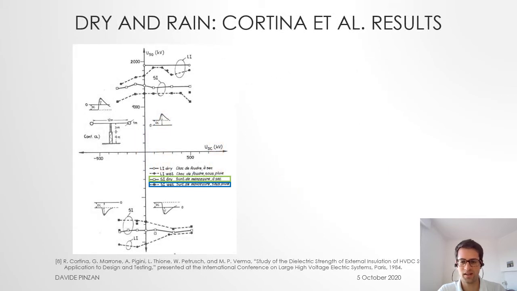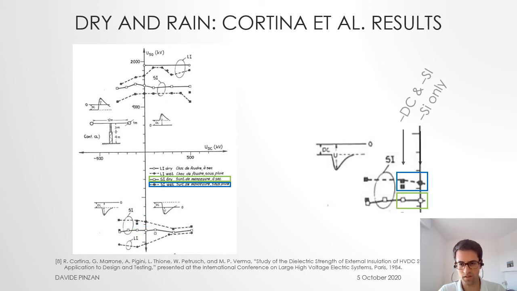Similar trends can be observed from past studies. In particular, this one from Cortina shows that when the insulator is wet, its flashover voltage is lower than when it's dry. Moreover, the superimposition of direct voltage and switching impulse decreases the performance with respect to the switching impulse only.